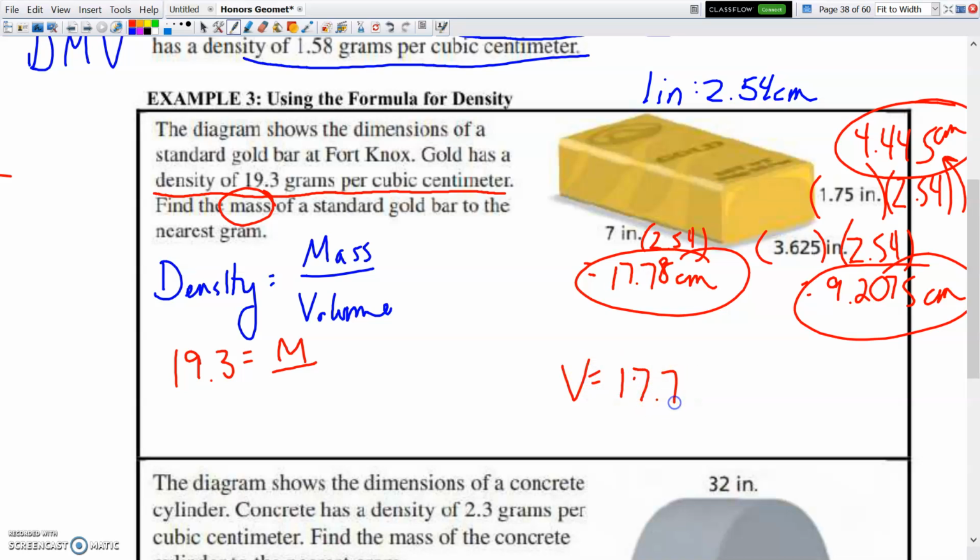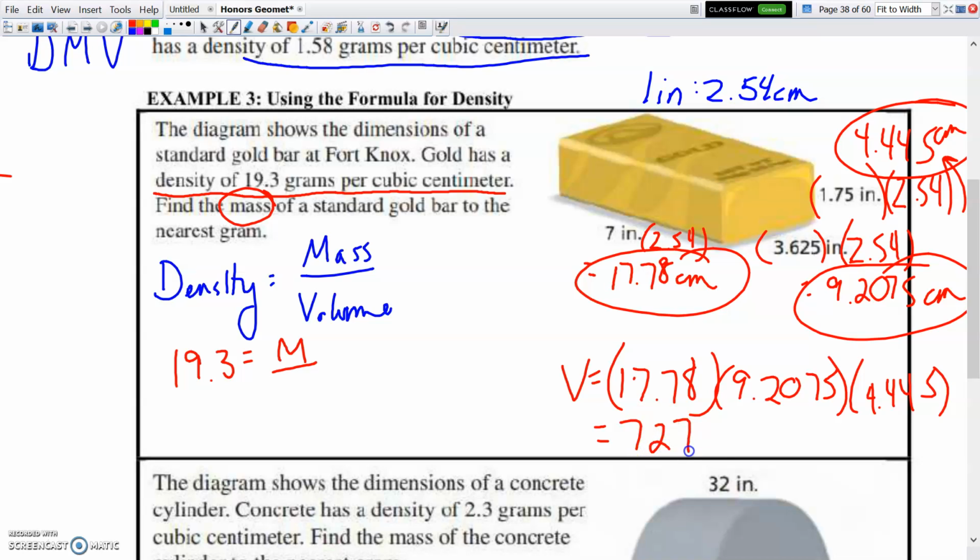So 17.78, 9.2075, and 4.445. Okay, if I multiply all these together, I get 727. Now here I am going to have to round because it is just way too long. It looks irrational to me, but it might actually end up stopping. Anyways, 727.69 cubic centimeters. So I can put that in this spot.